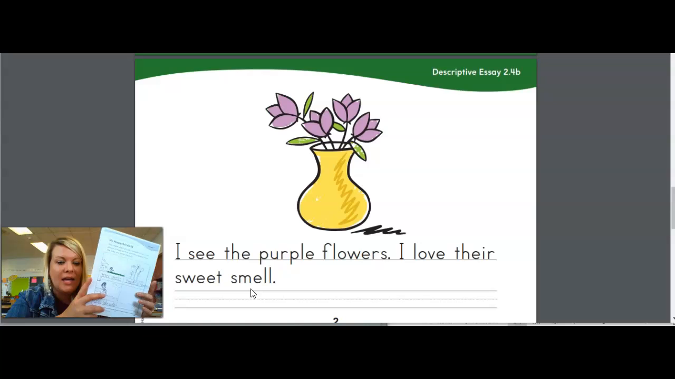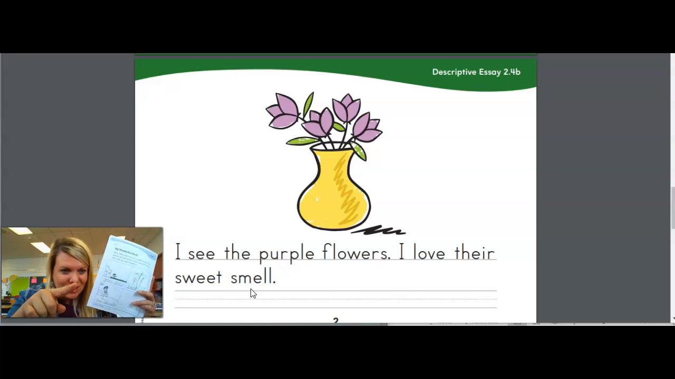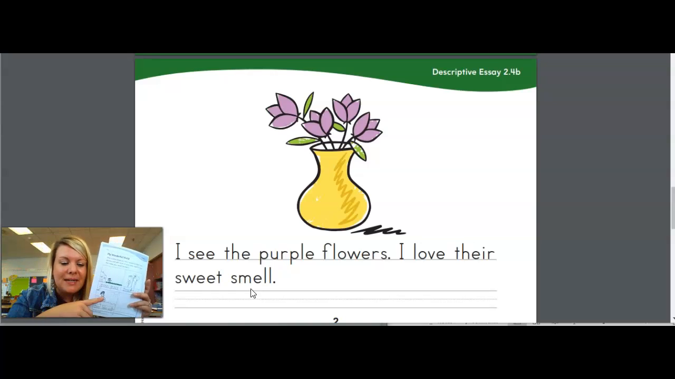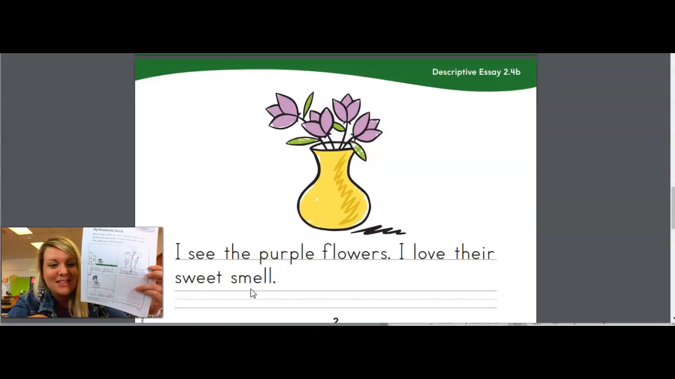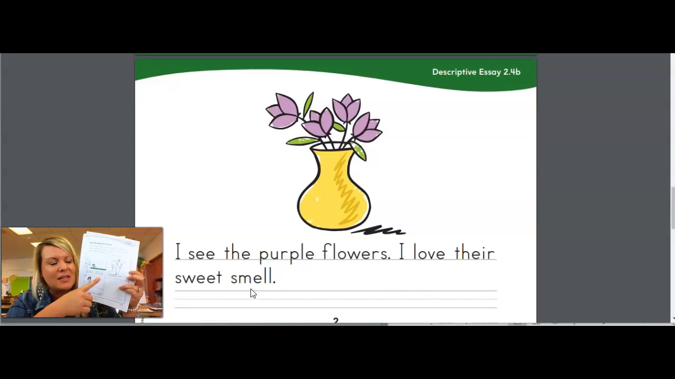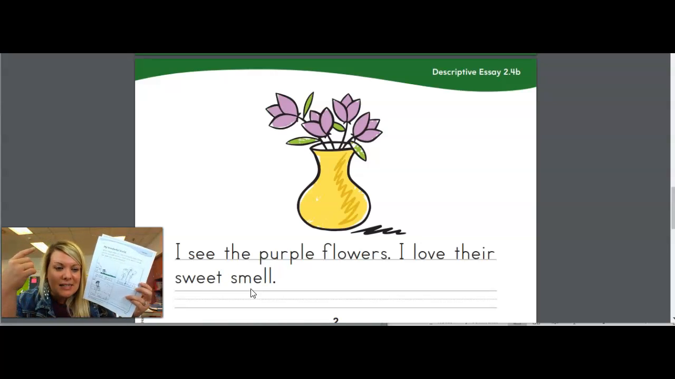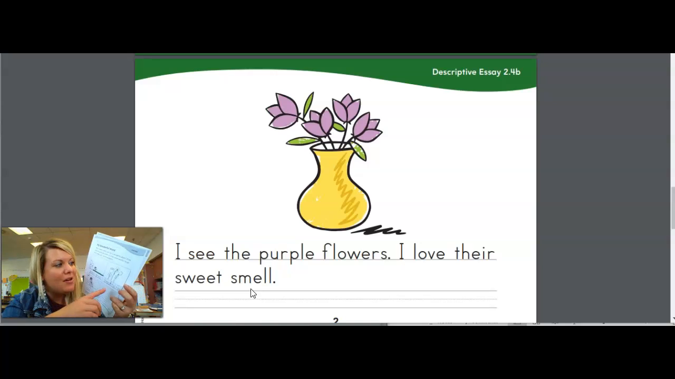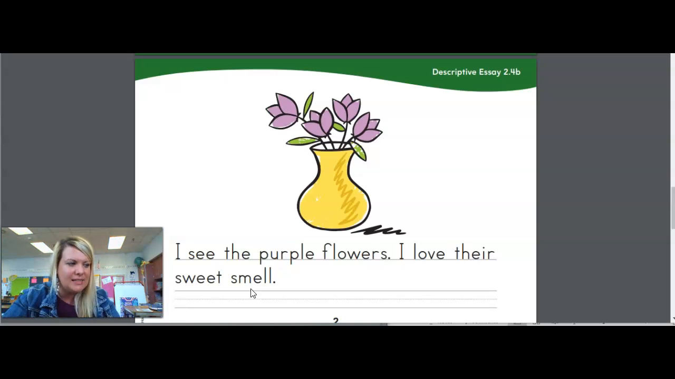Choose one that you haven't done. You've already done one page, so don't do that one again. Choose a different idea about what makes your world wonderful, and you're going to use your sensory words to describe that thing. So mine, actually, they did flowers. I did flowers. I did beautiful flowers. So my sentence could say, I see the beautiful flowers. They are very colorful. And then I could say, I love their sweet smell, or I could even do a touch. I could say, they feel soft and smooth. So I could use all kinds of different sensories to describe.